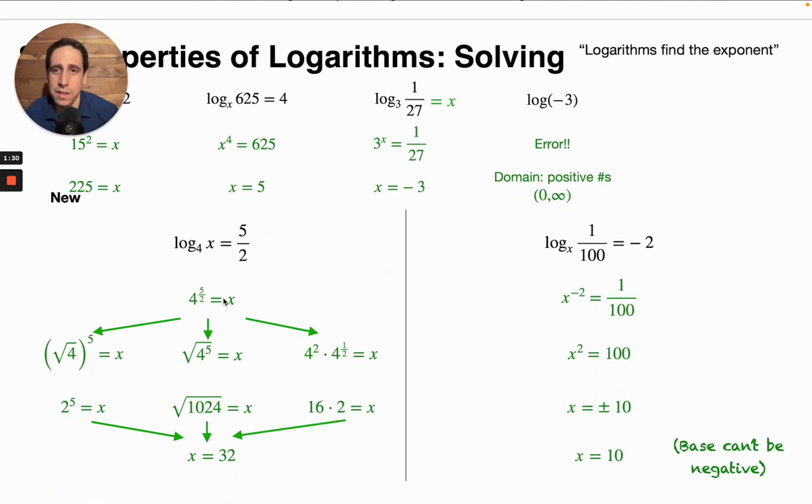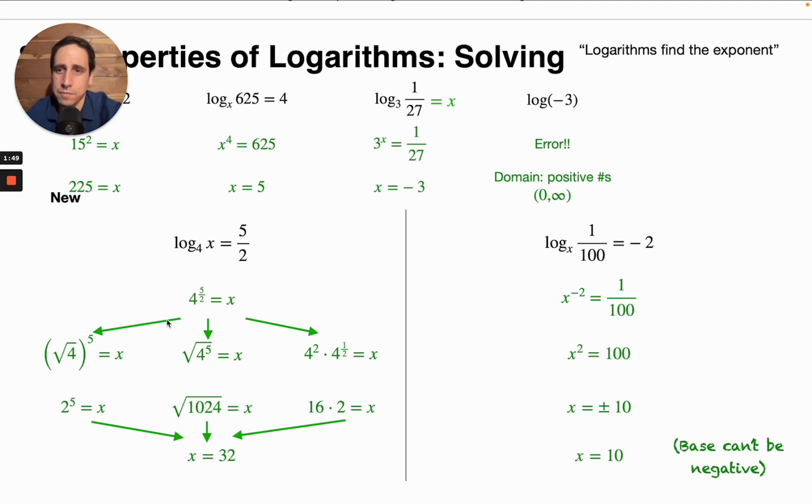Now remember, you can change this to an exponent. The technique is the same. Change it to an exponential equation from a log. The exponent is by itself. The base in the basement is 4. 4 to the 5 halves is equal to x. And now there's kind of 3 different ways of solving this thing. You can look at it 3 different ways.